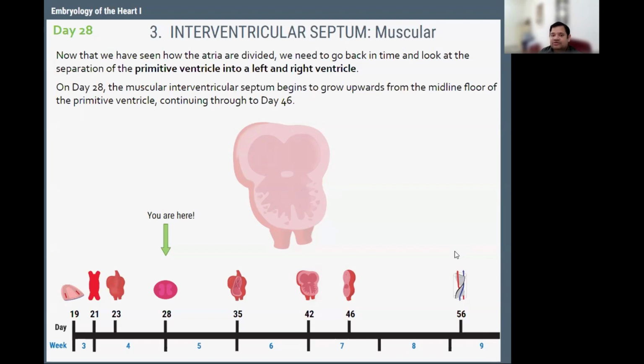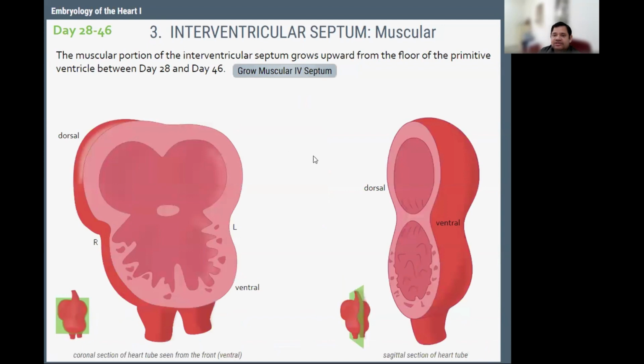Recall that you are on day number 28, and we have seen that the atria are already divided. Now we have to talk about how the primitive ventricle is going to be divided into right and left ventricles. The muscular interventricular septum begins to grow upward from the midline floor of the primitive ventricle, which continues till the 46th day. So starting from 28 till 46, it is going to be growing.